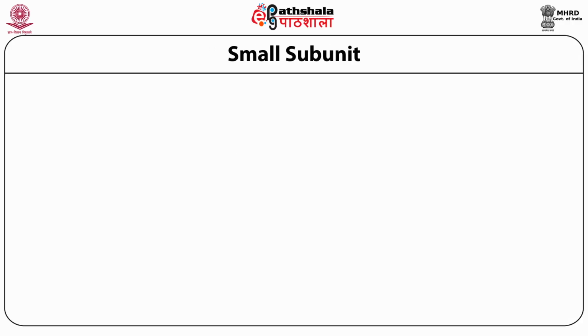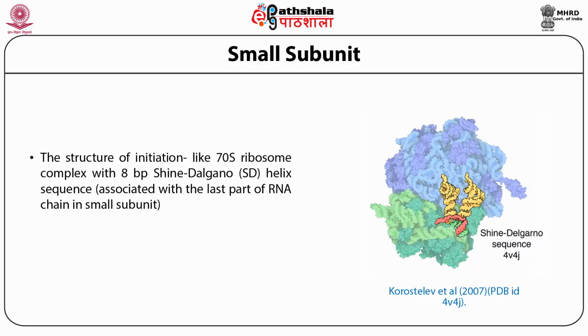We show in this picture the small unit, which is the ribosomal small unit. The structure of an initiation-like 70S ribosome complex with an 8 base pair Shine-Dalgarno (SD) helix sequence associated with the last part of the RNA chain is shown in the subunit. The structure has been solved by Korostelev et al. in 2007. The PDB ID of this structure is 4V4J.